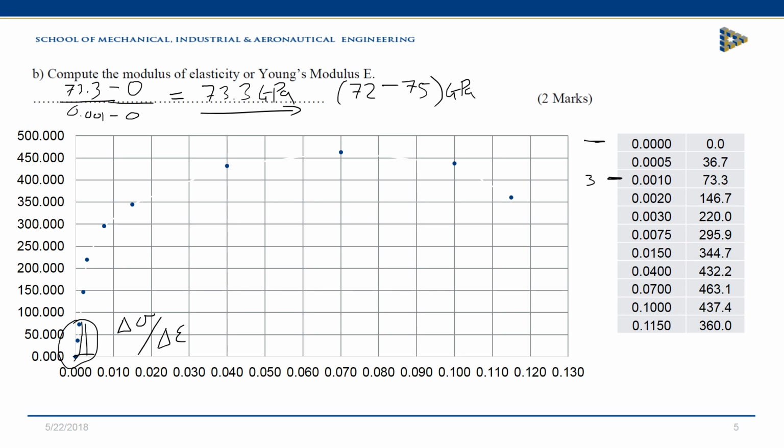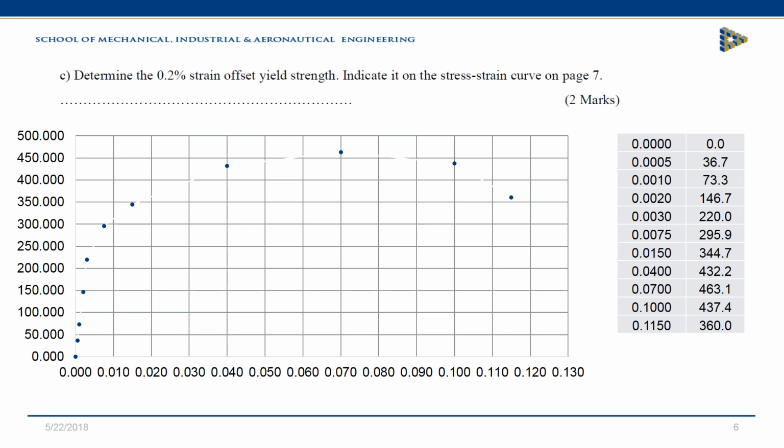That's 2 marks. Then it says determine the 0.2% strain offset yield strength and indicate it. This is a little bit tricky because our scale isn't really great here. This correlates to a strain of 0.002. So let's say that's my 0.002, and I need to draw a line that is parallel to this one.